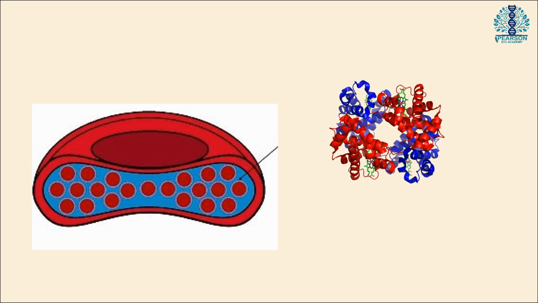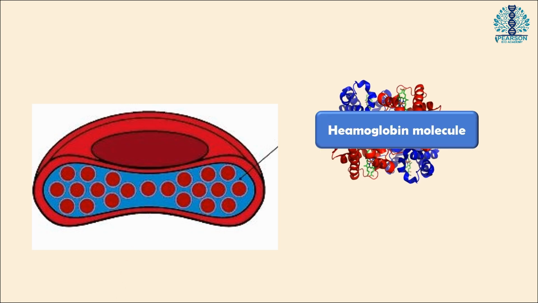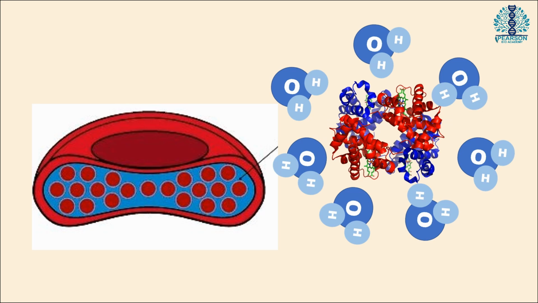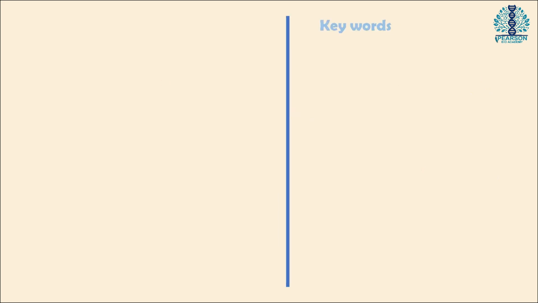So hemoglobin needs to function within this aqueous environment internally. So here is the hemoglobin molecule, and around it there are 4 H2O molecules. Therefore, the outer surface of this hemoglobin molecule should be hydrophilic to interact with these H2O molecules. I hope you understood the idea that the outer surface of these hemoglobin molecules should be hydrophilic. So they should have R groups or side chains that are hydrophilic or polar.